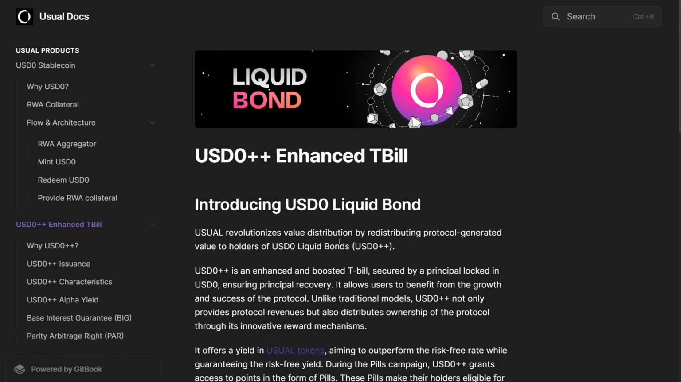Let's find out what USD0++ is. According to this page, it's a USD0 liquid bond. It's like a tokenized treasury bill, T-bill, which is a short-term US government debt obligation backed by the US Department of the Treasury. USD0++ generates value to holders of USD0 like me.